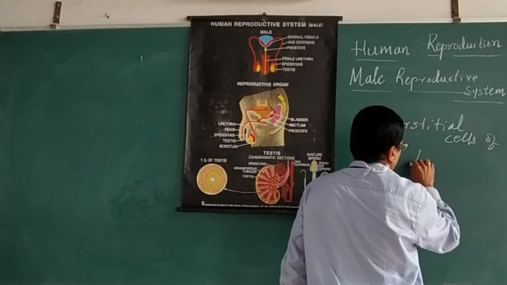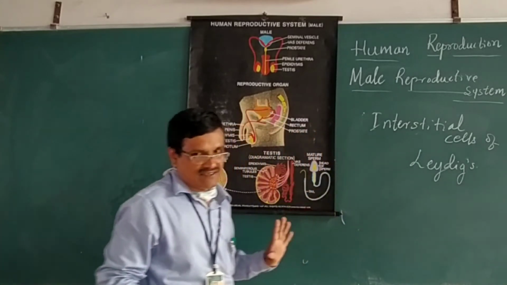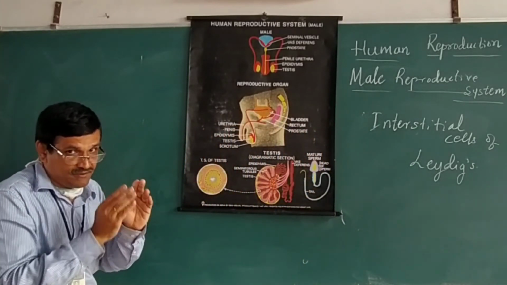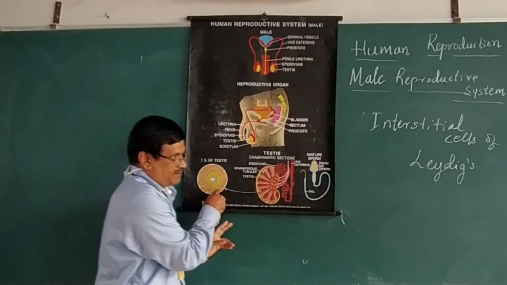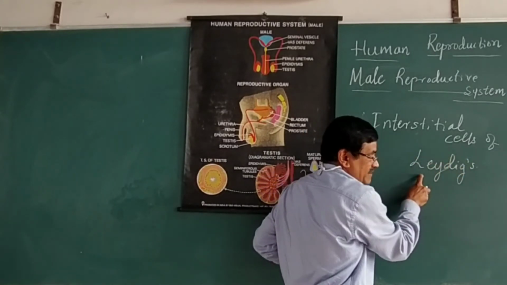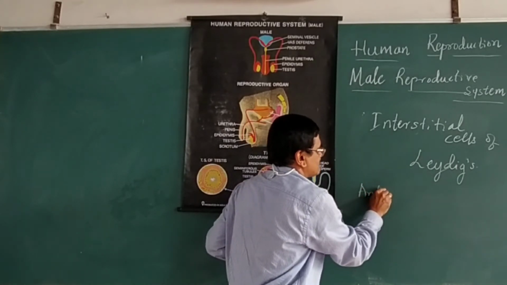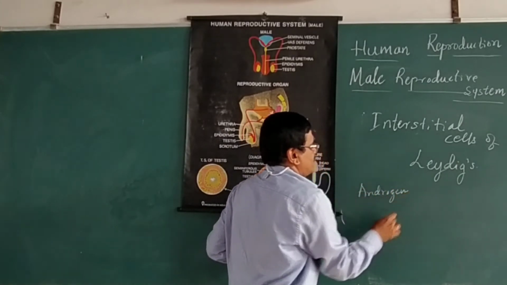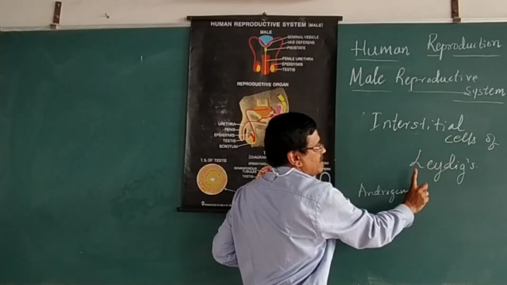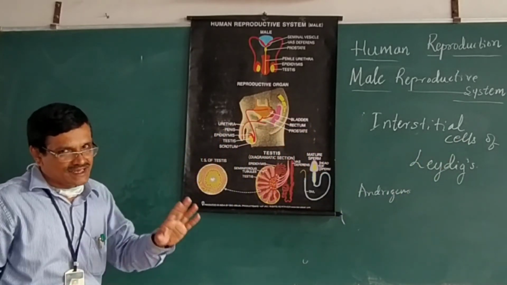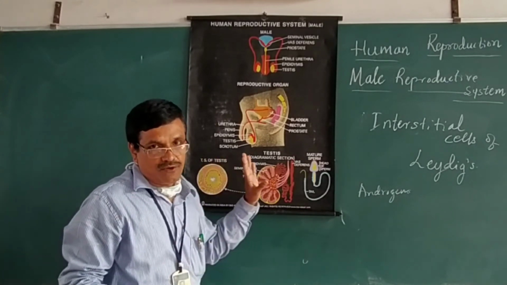Cells of Leydig, or simply Leydig cells, are situated in between the seminiferous tubules, and the function of these interstitial cells of Leydig is to secrete male sex hormones, androgens. Androgens are synthesized by the interstitial cells of Leydig, which are situated between the testicular lobules.